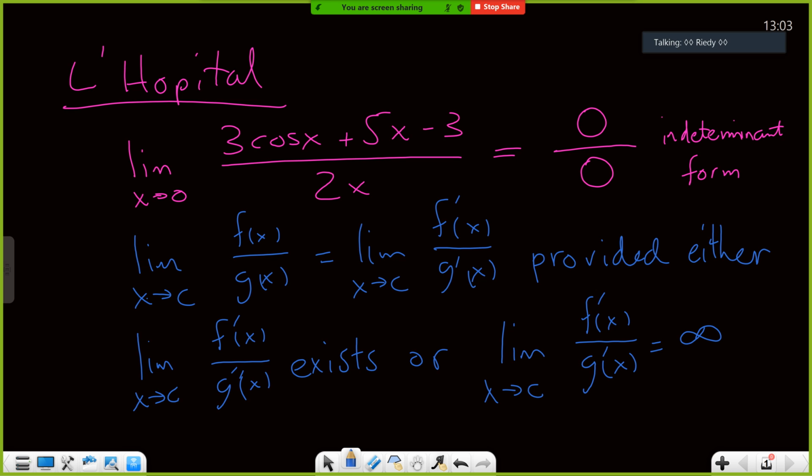All right, in English, what that means is when you take a limit and you plug and chug, if you get an indeterminate form, take the derivative of the top, take the derivative of the bottom, and do it again. Okay? Simple. Now, notice I said take the derivative of the top and the derivative of the bottom, not the derivative of the whole thing. We're not doing quotient rules here. Okay, it's easier than that.